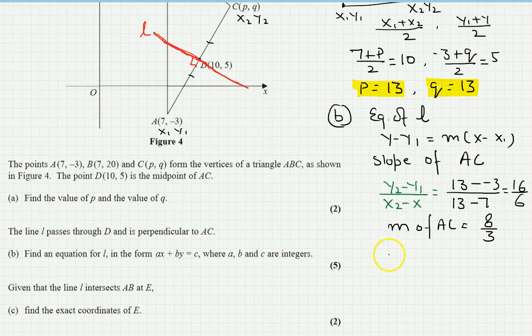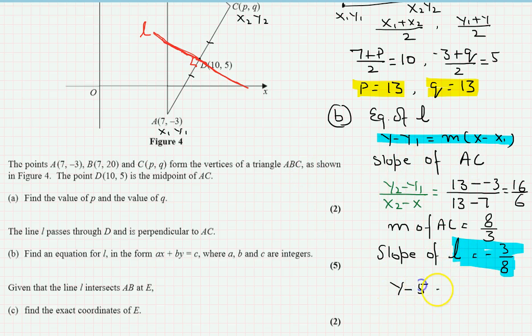So the slope of L is equal to minus 3 over 8, because this is the perpendicular line. So the slope of line is minus 3 over 8 and it is passing through 10, 5. So using this equation we can write y minus y1, which is 5, is equal to minus 3 over 8 times x minus x1. x1 is 10.